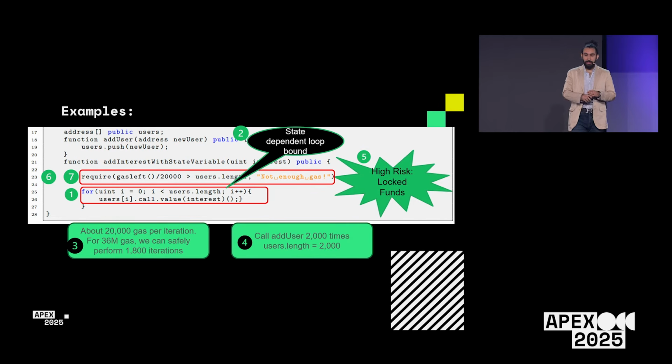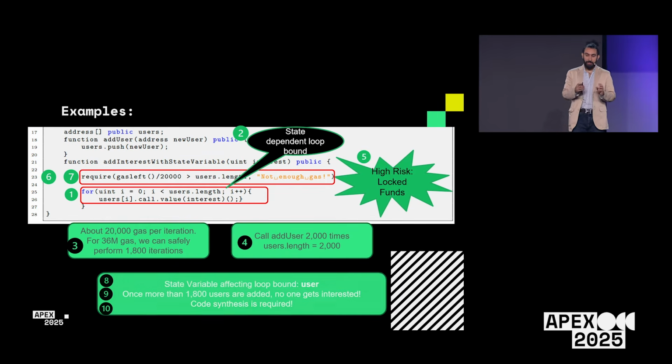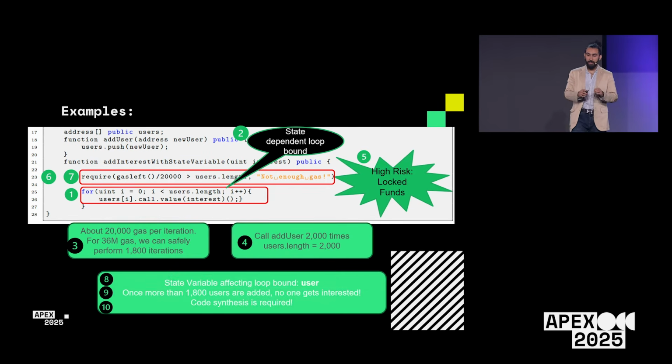But now let's look at the case where we do have a state variable controlling the loop. The first 7 steps are more or less similar to what we've seen before, but steps 8, 9, and 10 are different. In step 8, we have to analyze the contract and the loop, find the state variables that affect the loop, and find the functions that write to that state variable.